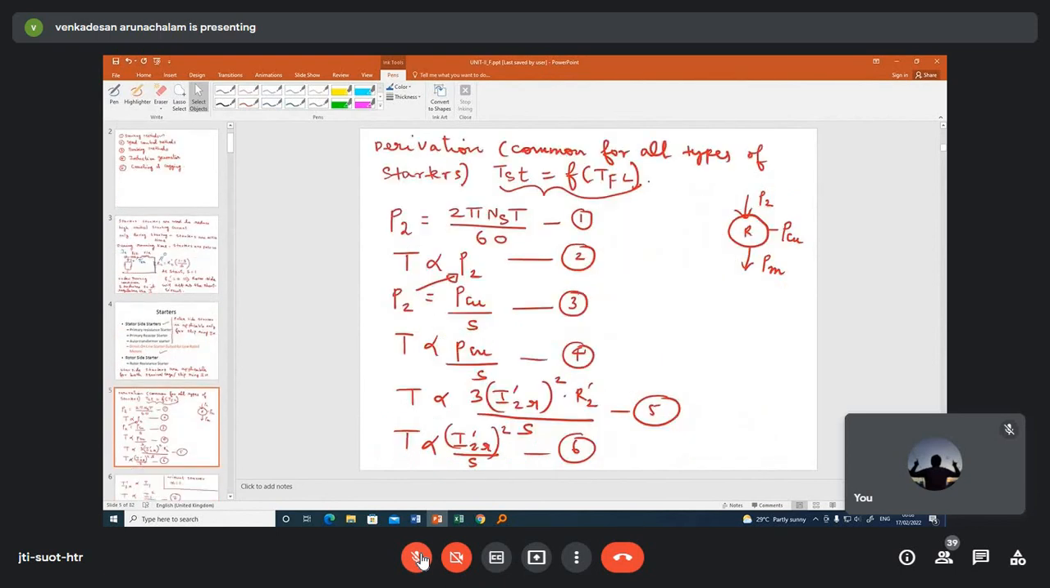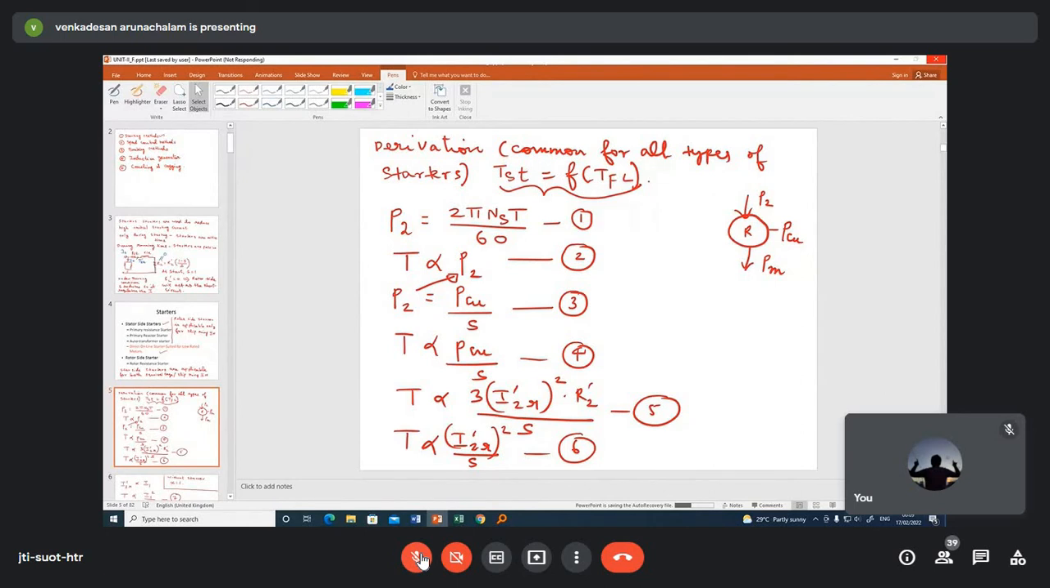So this is how it follows. That is why I have written here, derivation for starter, it is common for all types of starters. And this derivation is giving the relationship between starting torque and full load torque. Because in the initial time you are using starter, and after some time during running condition, you are not using starter. So what is the relationship between starting torque and full load torque? That relationship we need to derive now.